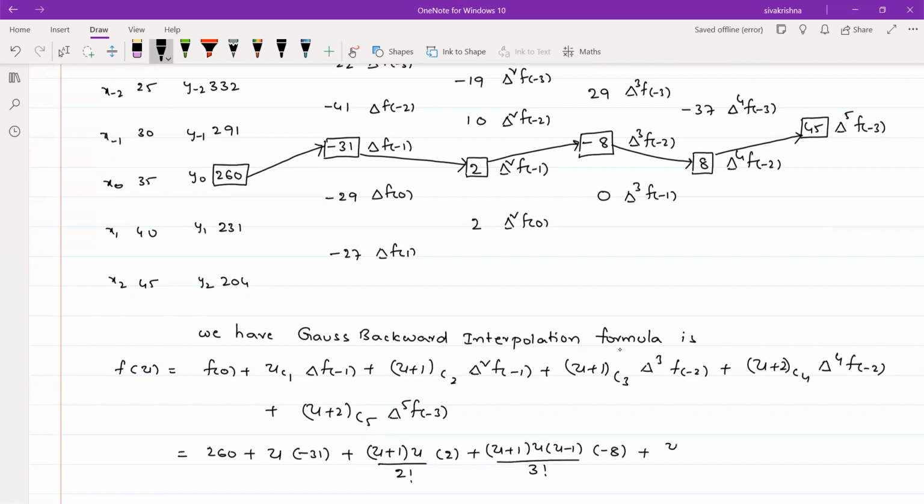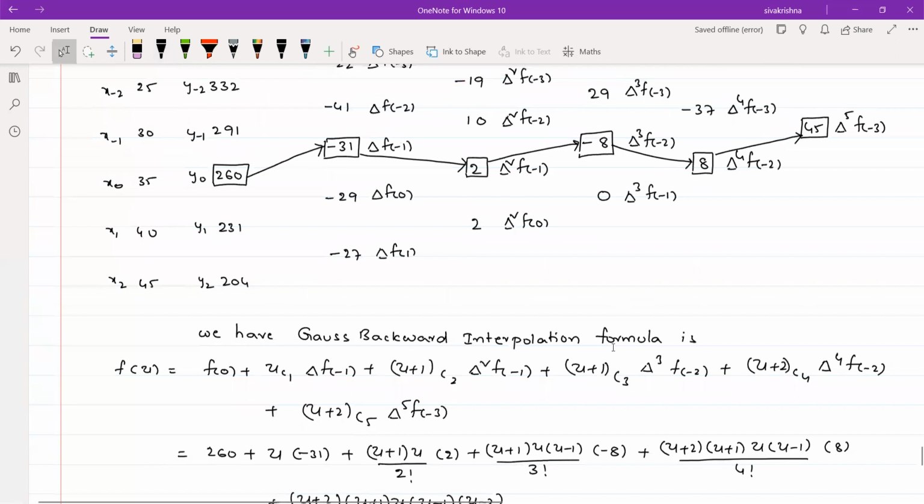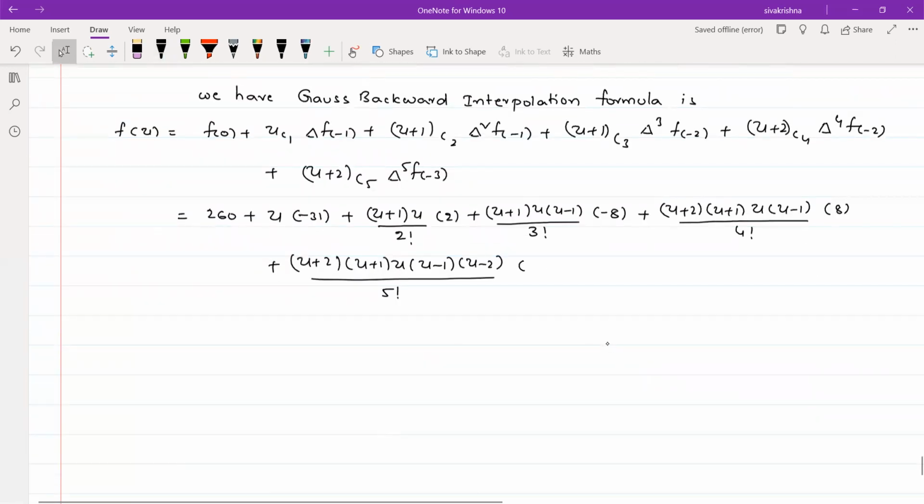Plus u plus 2 c4. Once again you have to start with u plus 2, and once again subtract 1 from each factor. So we get u plus 1 into u minus 1 by 4 factorial into delta power 4. The value of delta power 4 is 8. And finally, we have to write u plus 2 c5. It means u plus 2 into u plus 1 into u minus 1 into u minus 2 by 5 factorial into delta power 5. The value of delta power 5 f of minus 3 is 45, so we have to write 45 here.